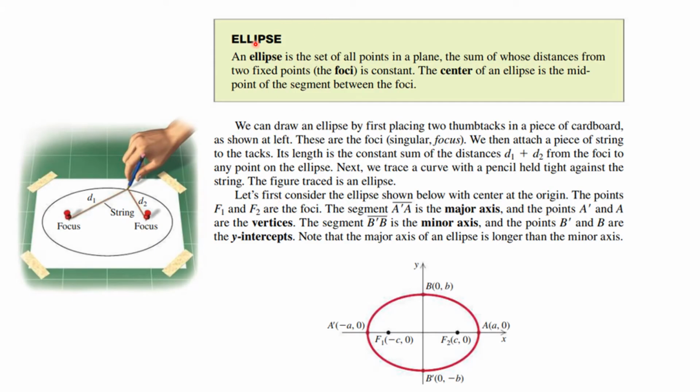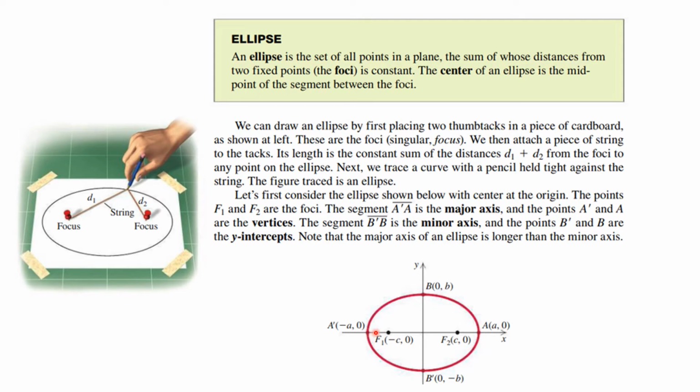Let's move on to an ellipse. An ellipse is different. An ellipse is the set of all points in a plane, the sum of whose distances from two fixed points, called the foci, is constant. The center of an ellipse is the midpoint of the segment between the foci. So here's a focus, here's another focus, and this is the set of all points. If you add the distance from the oval to one focus plus the distance from the oval to the other focus, it is a constant. So d1 plus d2 is a constant, and you could create such a thing if you taped things down and used a string like that.